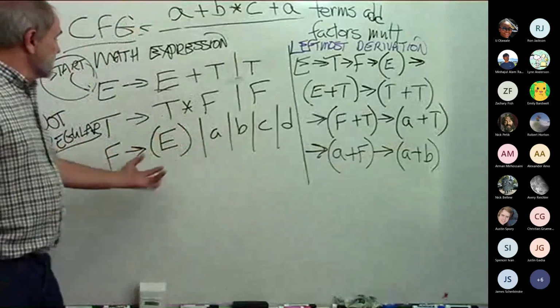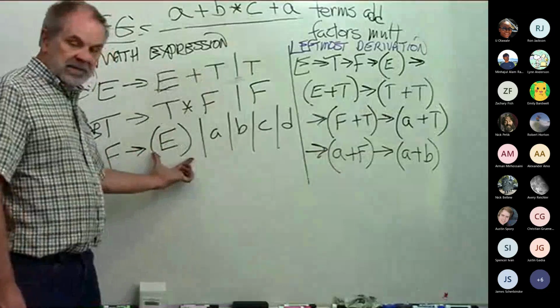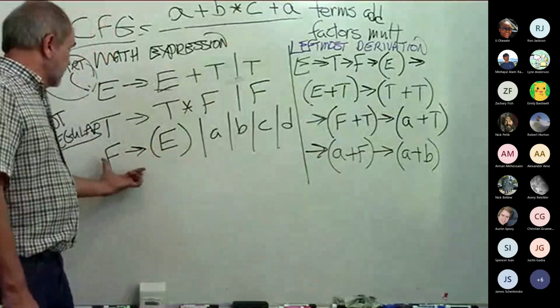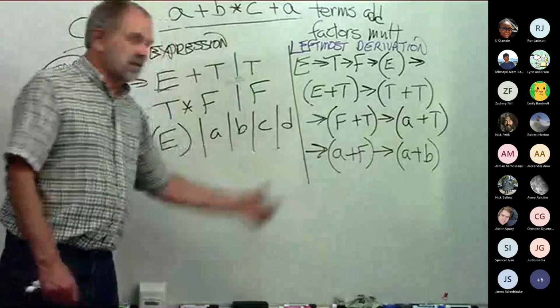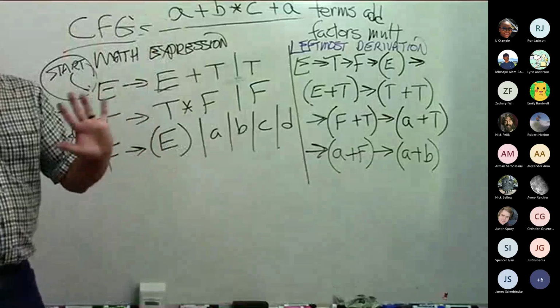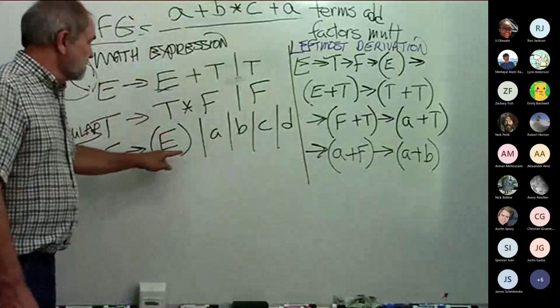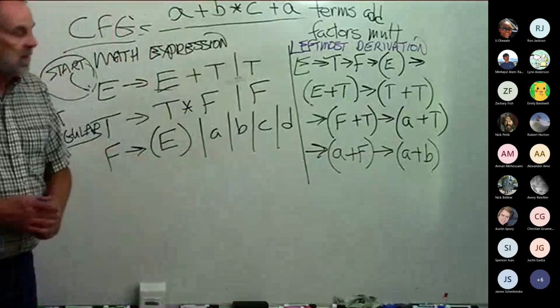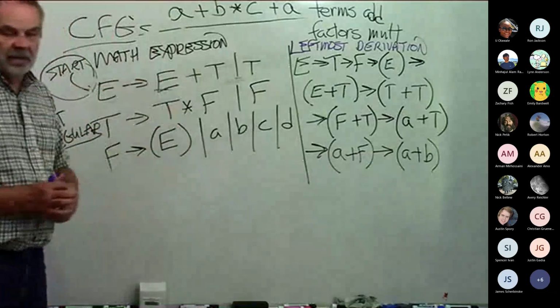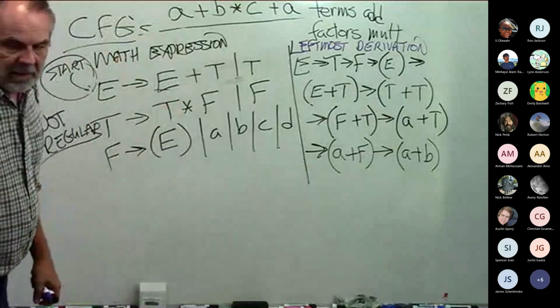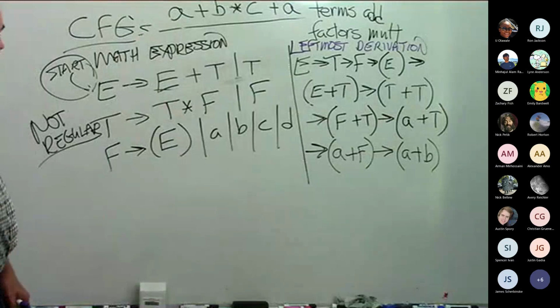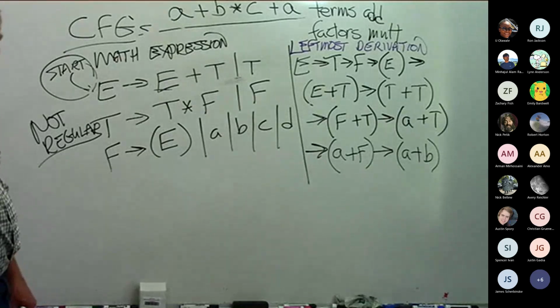For F, there's a rule that says F goes to parenthesis E. There's a second rule, F goes to lowercase a, F goes to B, F goes to C, F goes to D. So there are actually 5, count them, 5 rules on this one line here. There are 2 rules here, there are 2 rules here. And just to shorten the vertical space, we can use the vertical OR bar to write them more succinctly.